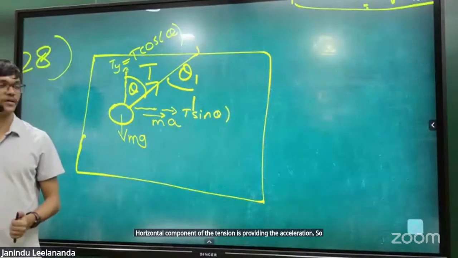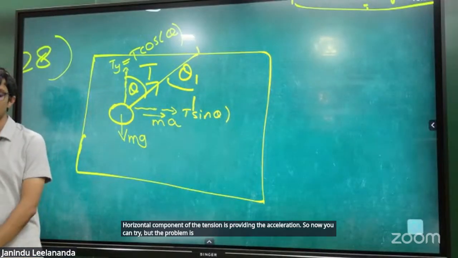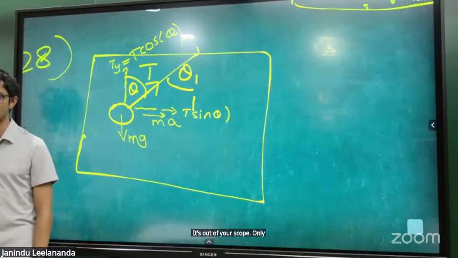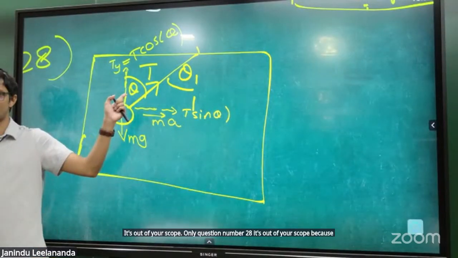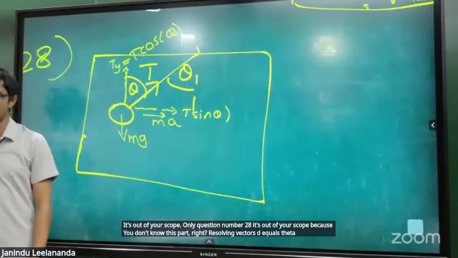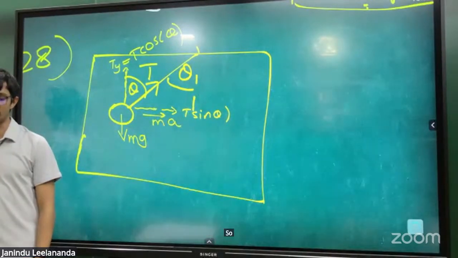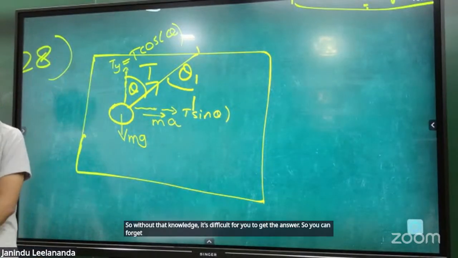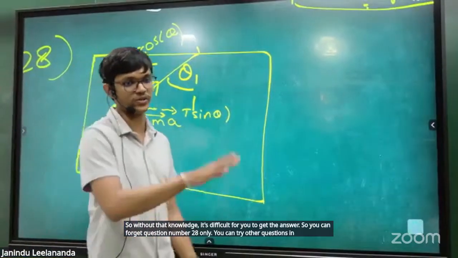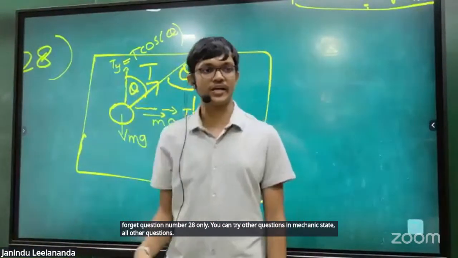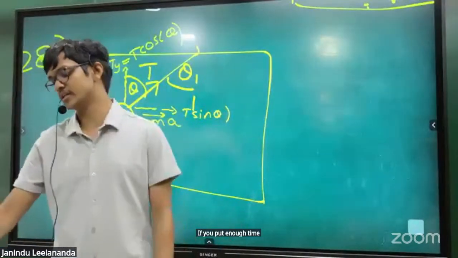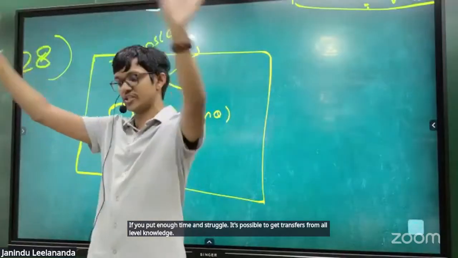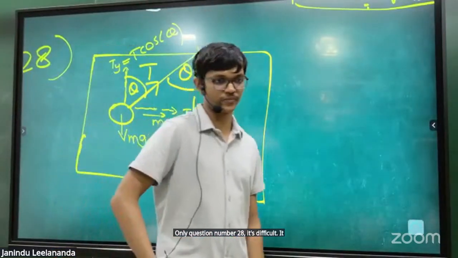So now you can try, but only this question is a mistake, okay? It's out of your scope. Only question number 28 is out of your scope because you don't know this part. Resolving vectors, T cos theta, T sin theta, is not in O levels. Without that knowledge, it's difficult for you to get the answer. So you can forget question number 28 only. You can try all other questions in mechanics tube. If you put in enough time and struggle, it's possible to get answers from O-level knowledge. Thank you.